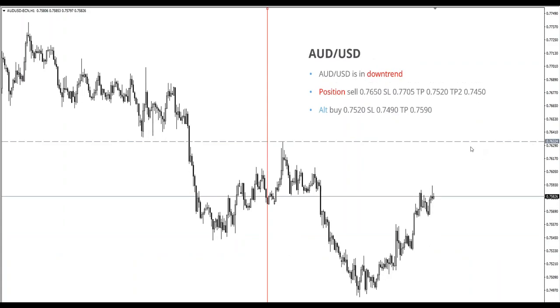Australian dollar was a great one. The price went 2 or 3 pips shy of the positional sell. But guys, really, I said 76.50, the price went to 76.32, 33, and then you see it started to drop.